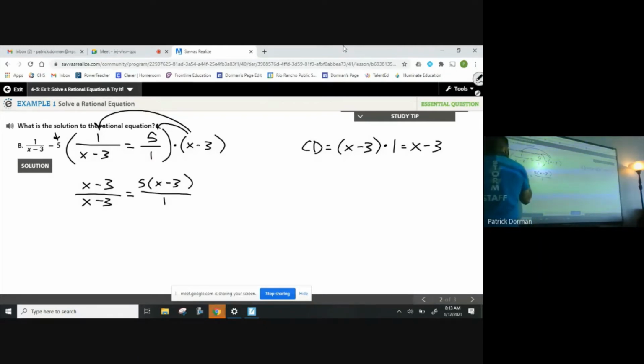x minus 3 divided by x minus 3 is 1. So we'll leave that as a 1. And now we'll distribute the 5. 5 times x is 5x. 5 times negative 3 is negative 15. Let's add 15 to both sides, and divide both sides by 5.